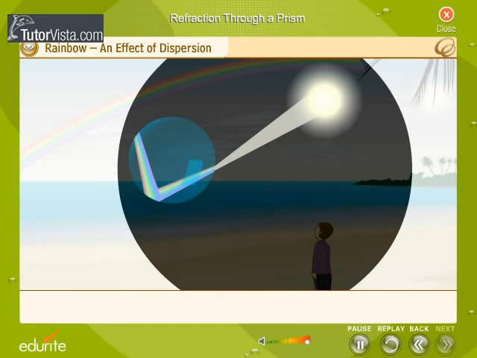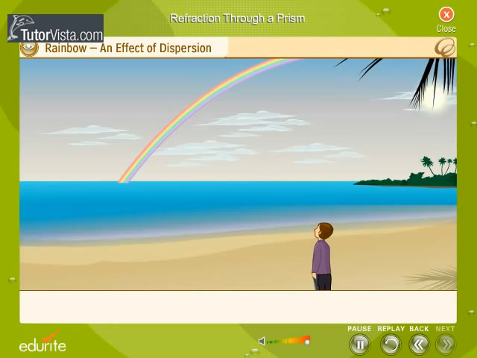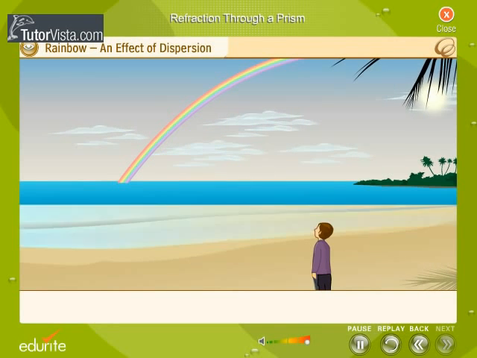The dispersed light, on being totally internally reflected by the opposite surface of the droplet of water, gives rise to rainbow. Note that a rainbow is seen only when the sun is behind the observer.